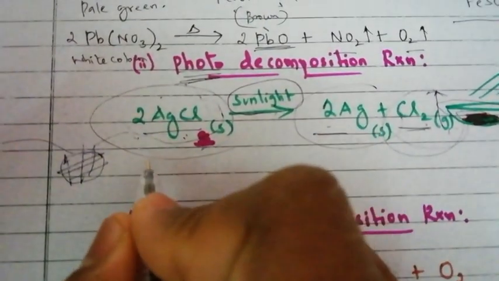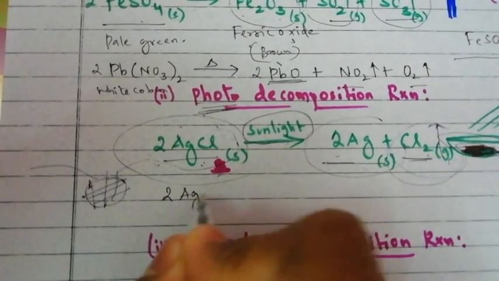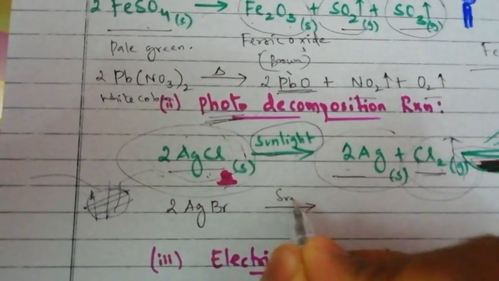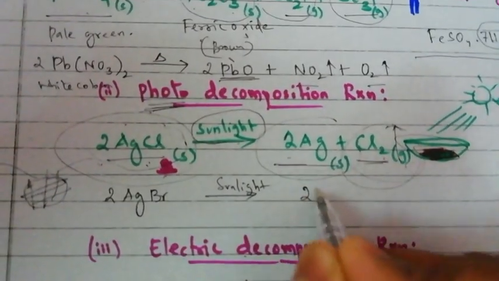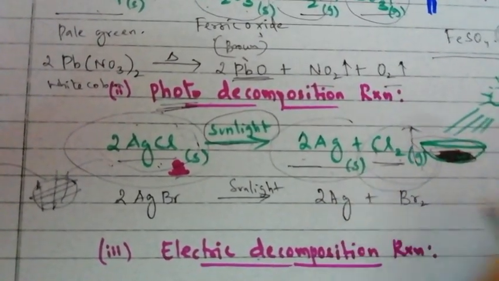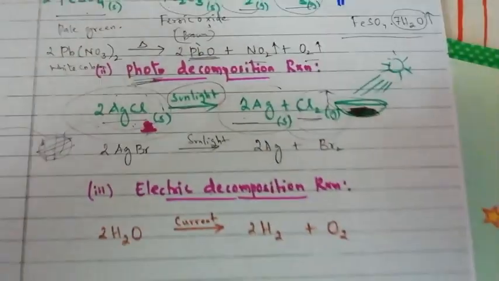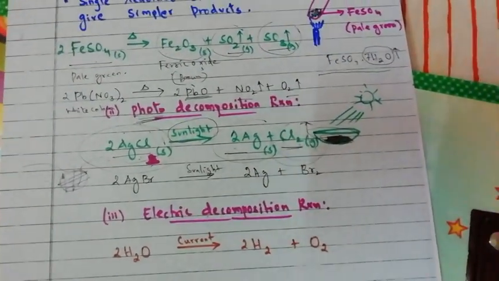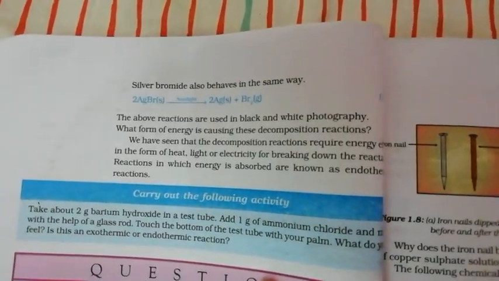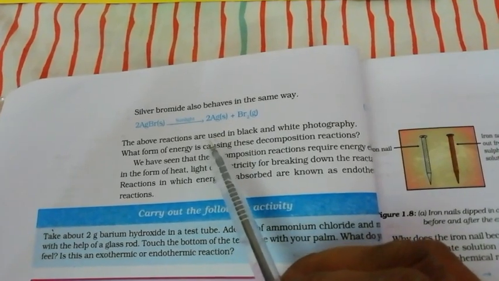Okay, let's give one more example. We'll give an example of silver bromide. After keeping it in sunlight, again it turns into silver and bromine gas. Same procedure. Just keep it outside in the sunlight, and it turns brown. This is actually given in your book on page number 10. You can see this silver bromide also behaves the same way when you keep it in sunlight. And this equation is one of the reactions used in black and white photography, and this is one example of that.